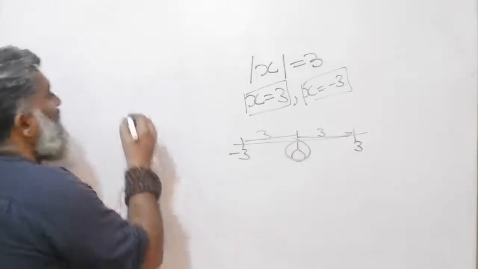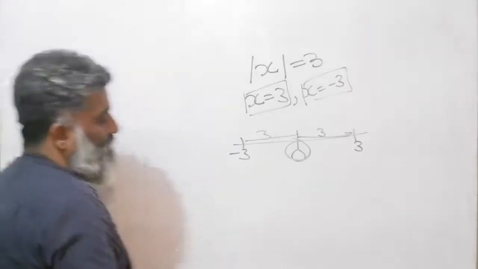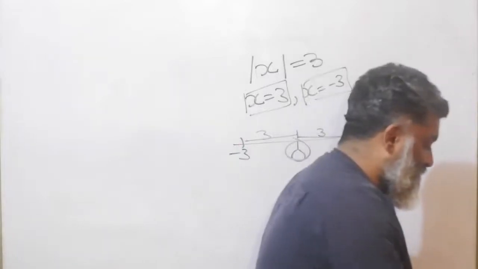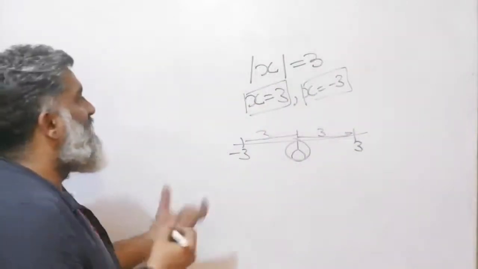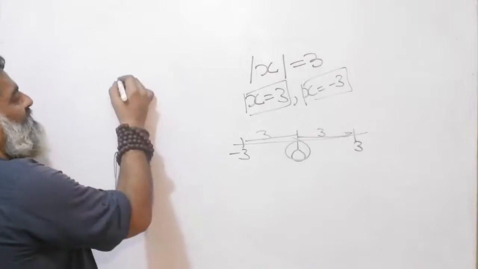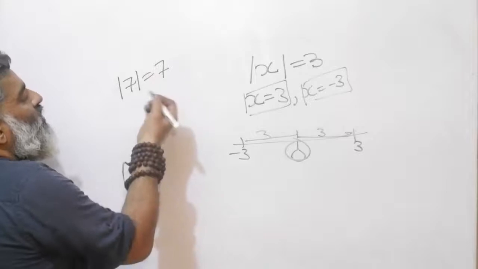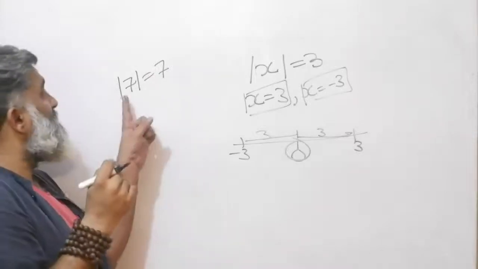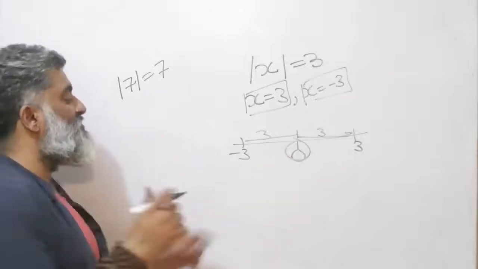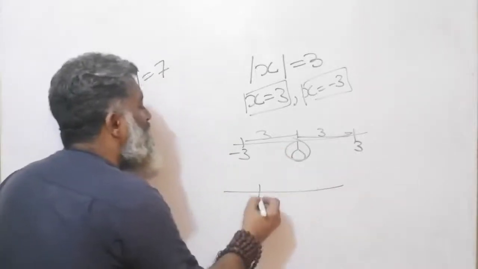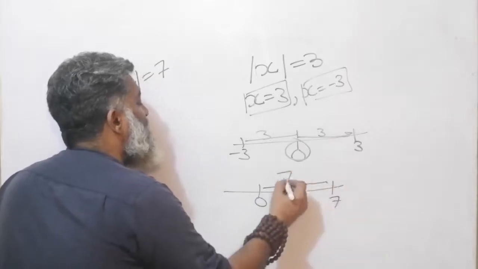So think about it again with your very basic examples. When you say mod of 7 is equal to 7, what are you saying? You're saying this number 7 is 7 units away from the origin. Draw it on the number line if you want. You have 0, you have 7. The distance is 7 units.